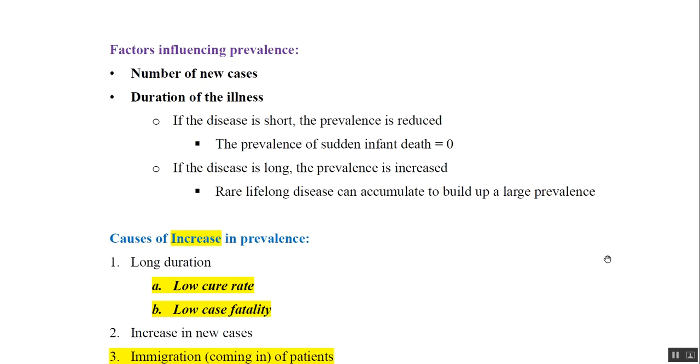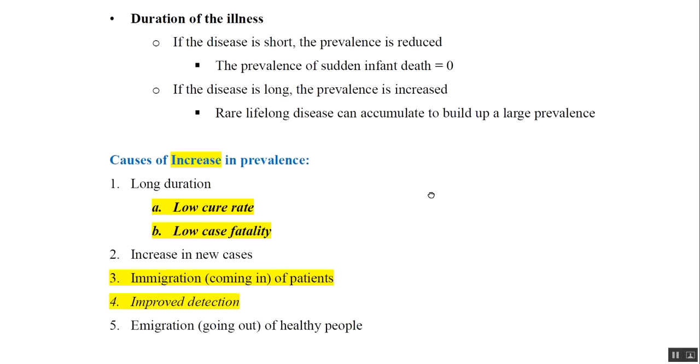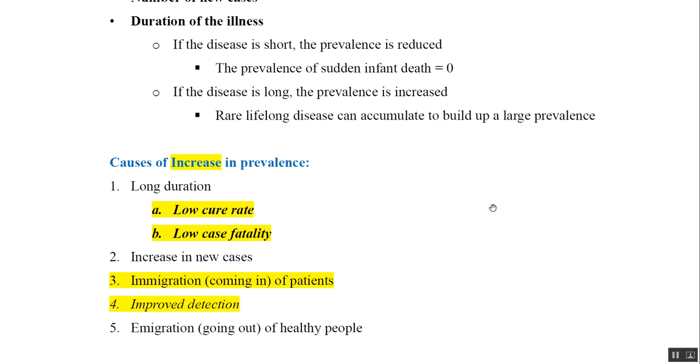So what are the factors influencing prevalence? Basically, two factors affect prevalence: the number of new cases and the duration of illness. So if the disease is short, prevalence is reduced, and if the disease is long, prevalence is increased. That is logical, right? Now let us list the causes of increase in prevalence.